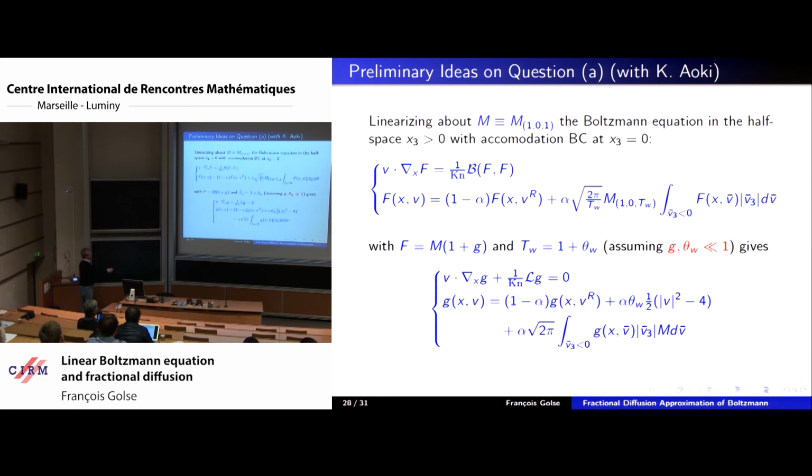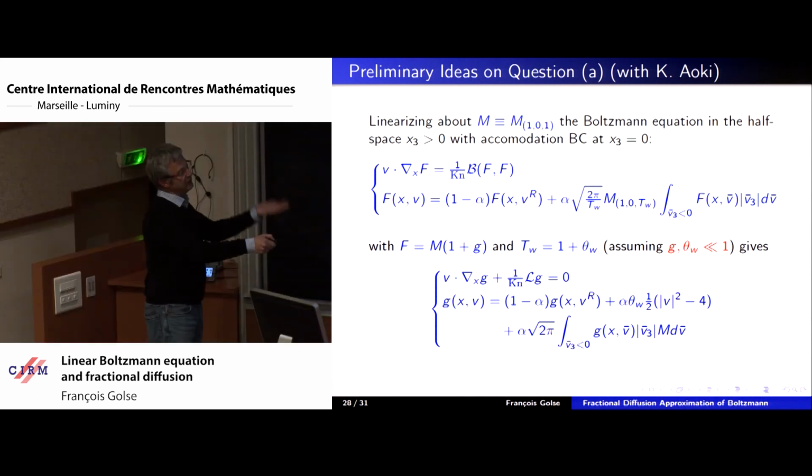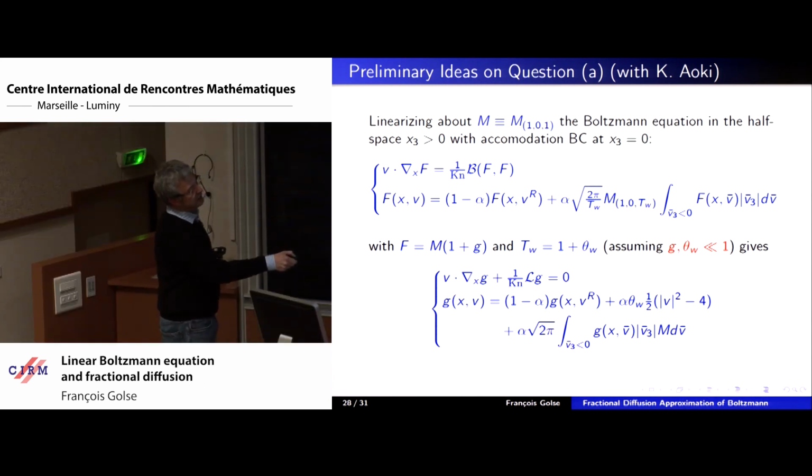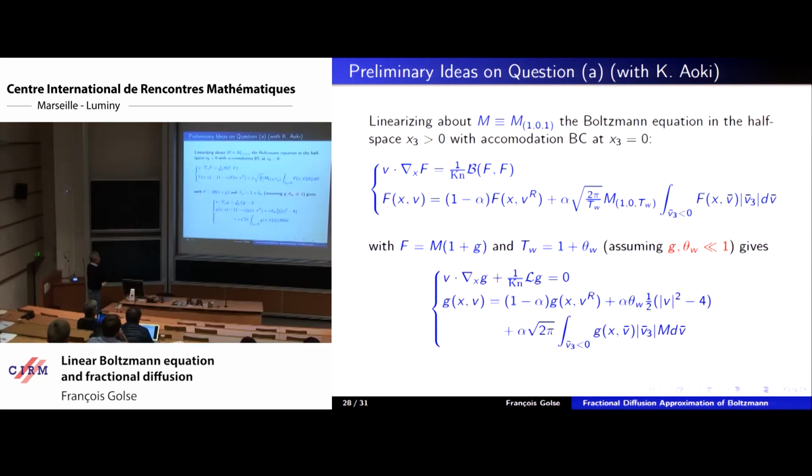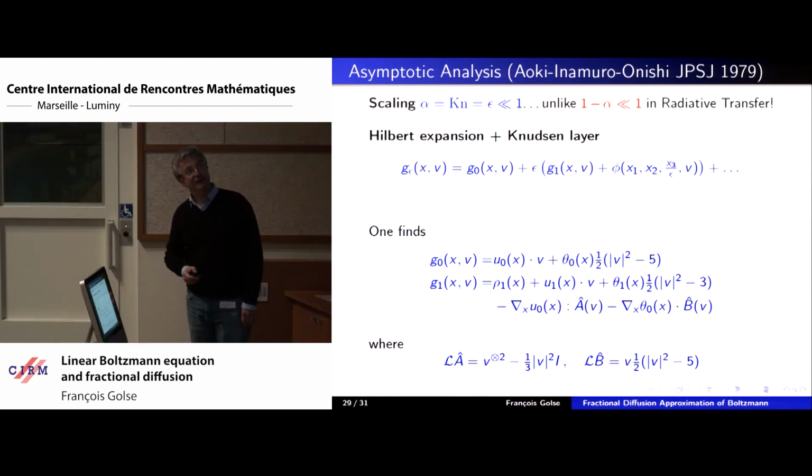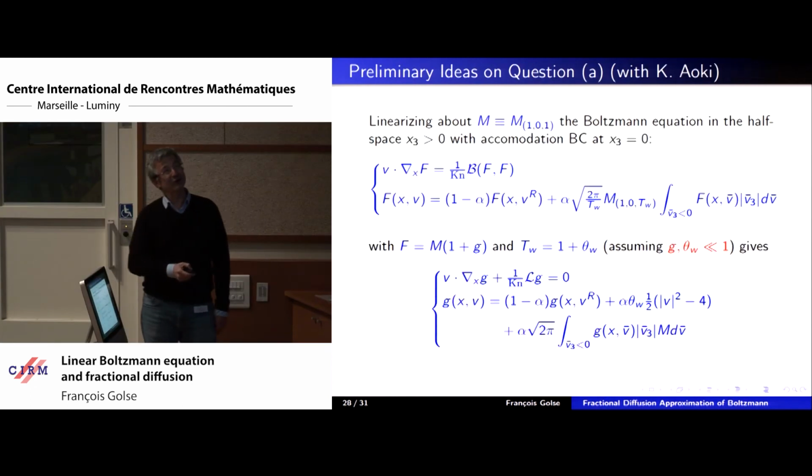And you have a term on the boundary where the density going in the half space is 1 minus alpha times the specularly reflected density plus something which looks very much like the Lambert reflection law, right? Well, the scaling here is quite surprising because what plays the role of sigma is my 1 over the Knudsen number.